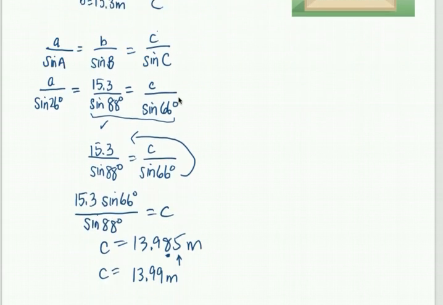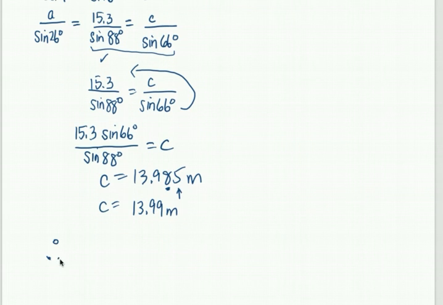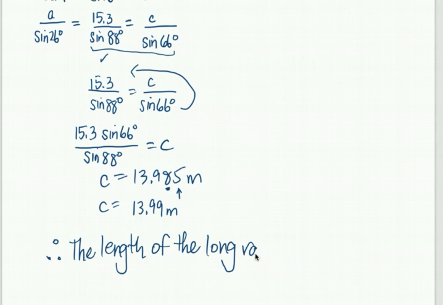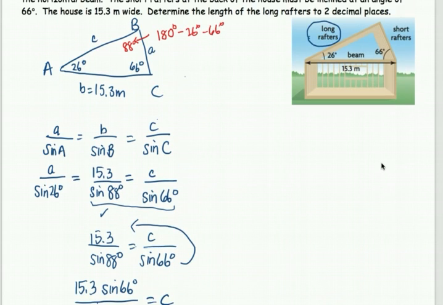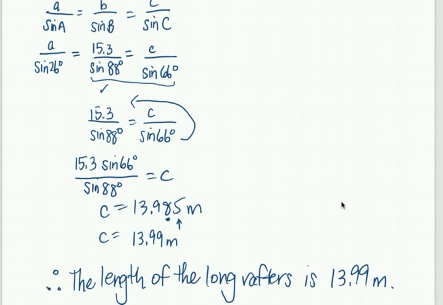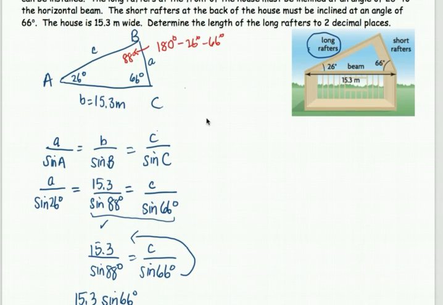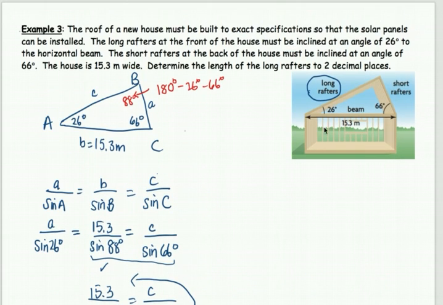All right, so since this is a word problem, we're going to make a final statement here. We're going to say, therefore, the length of the long rafters that they're going to put the solar panels on is 13.99 meters.